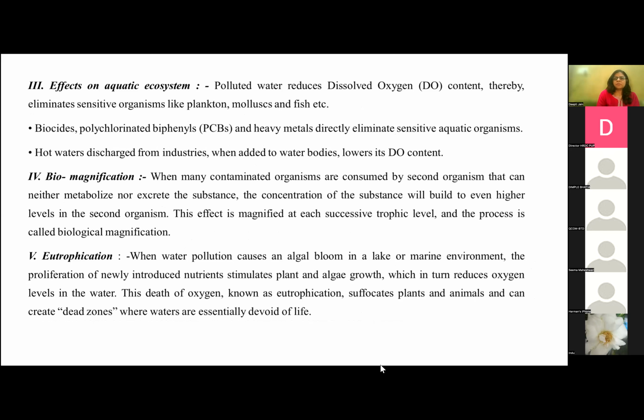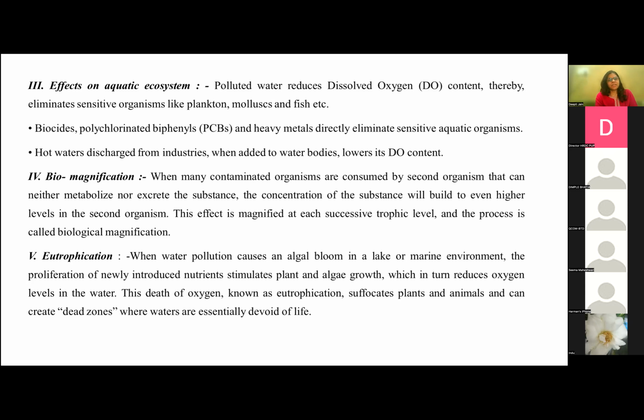Polluted water resources, this is the next point. Polluted water reduces dissolved oxygen content, thereby eliminating sensitive organisms like plankton, mollusks, and fish. The biocides, polychlorinated biphenyls, and heavy metals directly eliminate sensitive constituents, as found in our fertilizers and pesticides. Polychlorinated biphenyls.